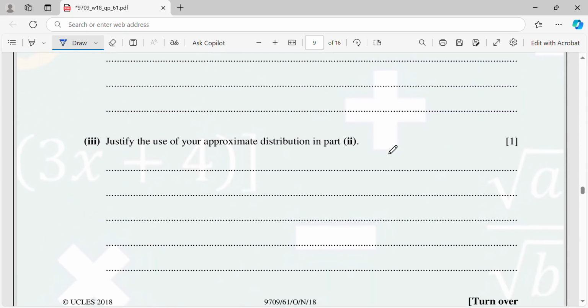Okay, now justify the use of your approximate distribution in part 2. So basically, you can say n or np, just calculate the np. np is 200 times 0.8, which is 160, that is greater than 5, and also nq. Okay, we are checking these two values basically. So nq is 200 times 0.2, that is 40, is greater than 5. So these two are the justification for normal approximation to binomial distribution.